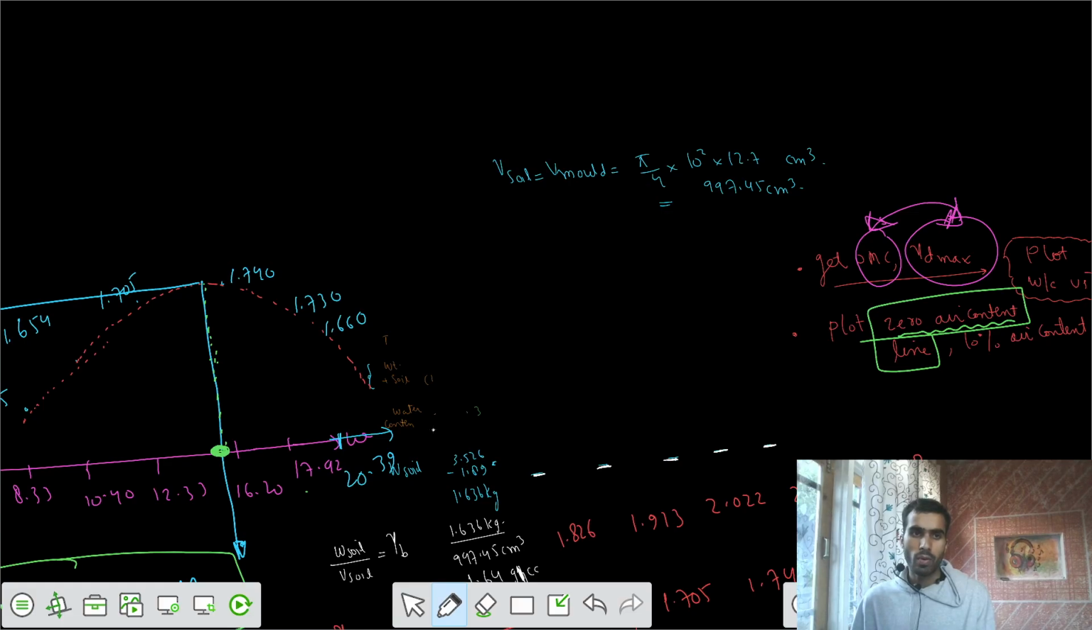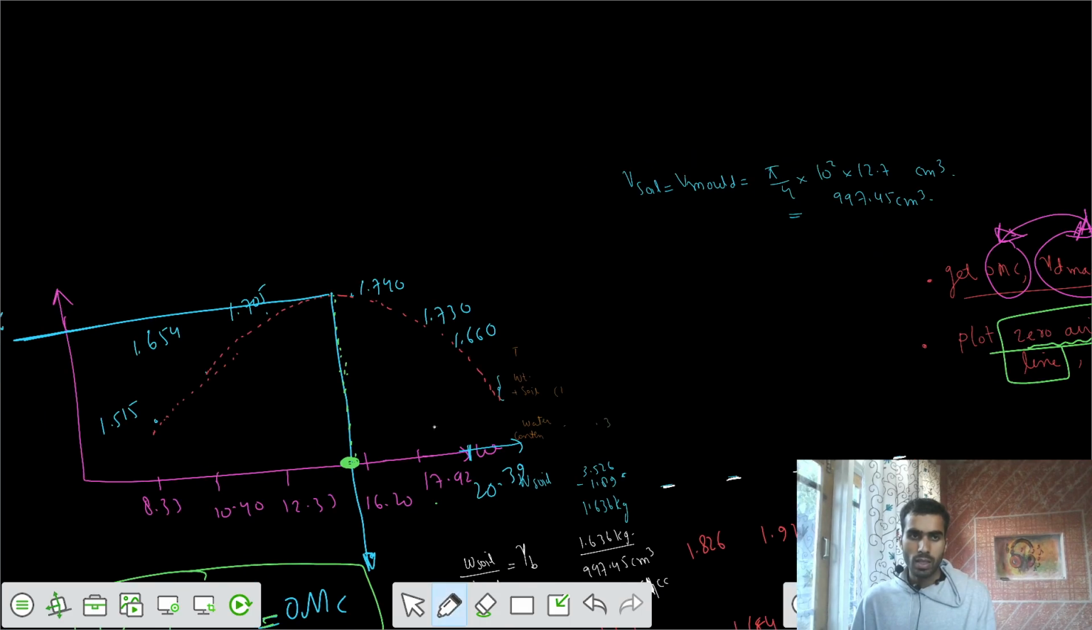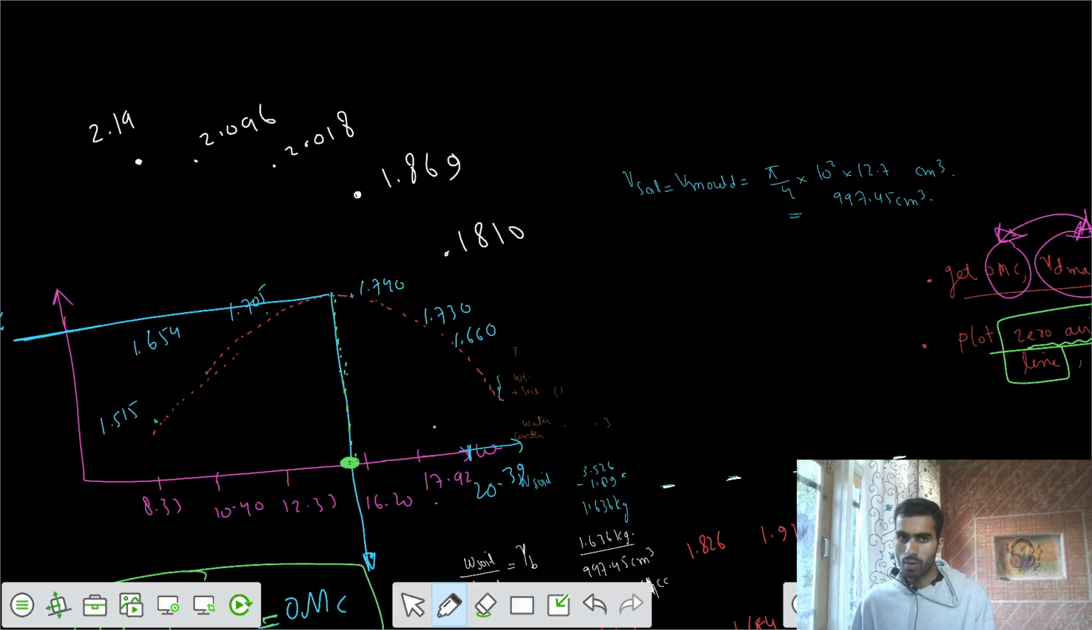Let's say that we got one of the values as 2.19. At this value, let's say that this was your water content W1. At this value, we get 2.19. After that, we're getting 2.096, and after that, 2.018. Then we are getting 1.869. After that, 1.810. After that, 1.733. Somewhere here, 1.733.